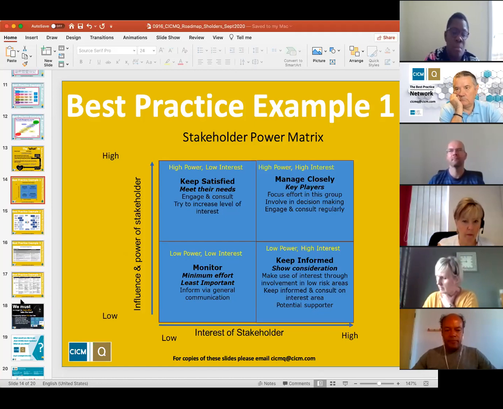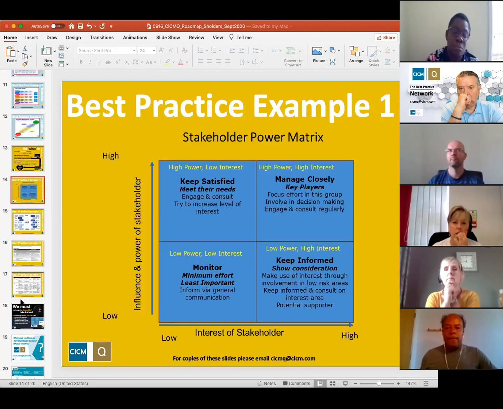Next to that, you've got high power but low interest. And in there, we say you've got to keep these people satisfied and meet their needs. So they are going to be wanting to understand what you're trying to do. Especially if you're trying to implement something like CICMQ or any kind of change in working remit, you are going to have certain people that have the power in the organization or outside of the organization, but are going to want to know what is it you're doing and how does it impact on them. So that grid, we start off high power, low interest, high power, high interest.